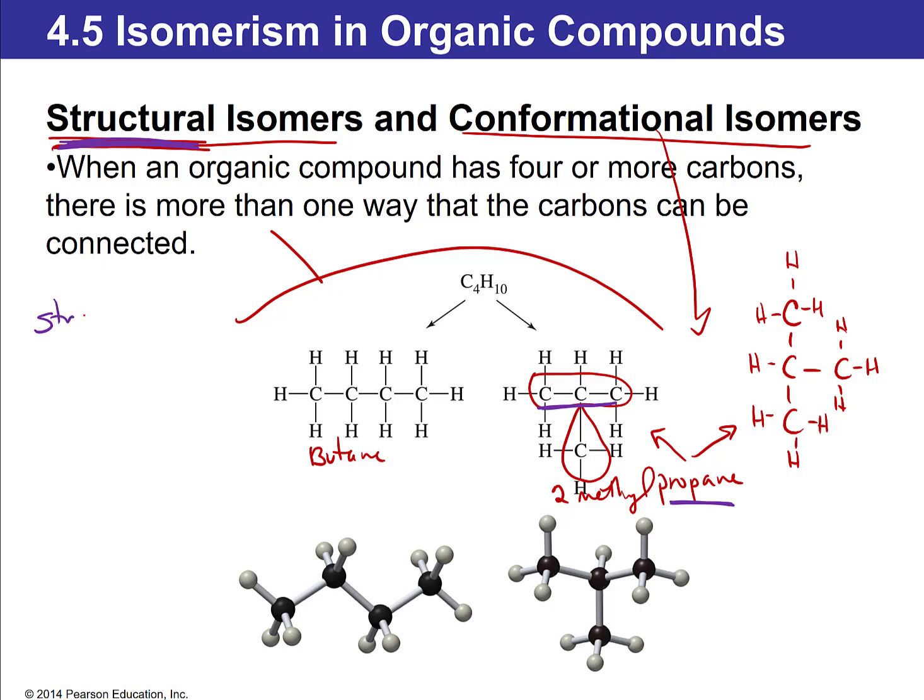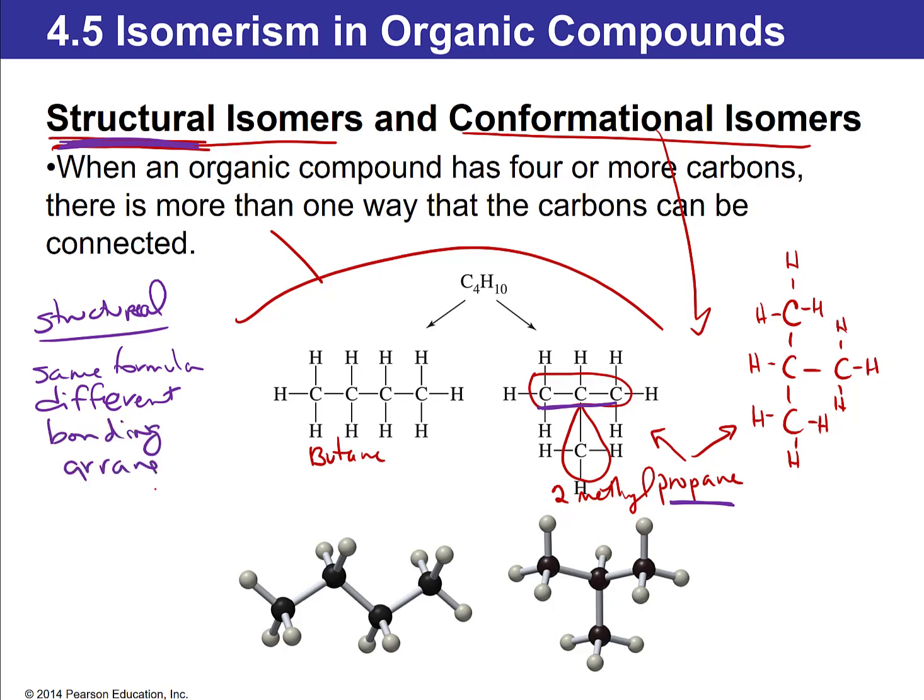So structural isomers have the same formula, but different names. They have a different bonding arrangement. And in fact, they're really quite different molecules. They may not behave exactly the same way. They may have different physical and chemical properties.